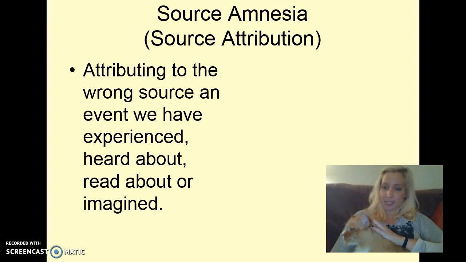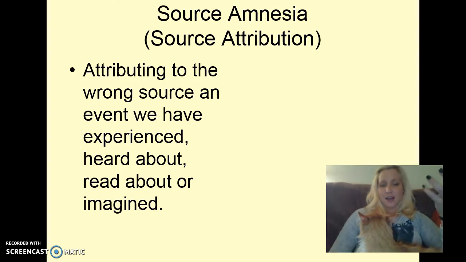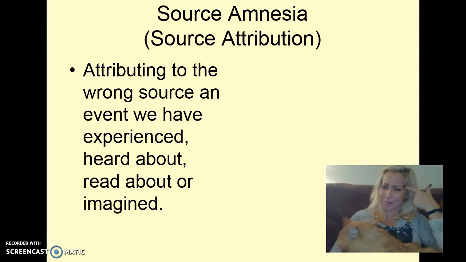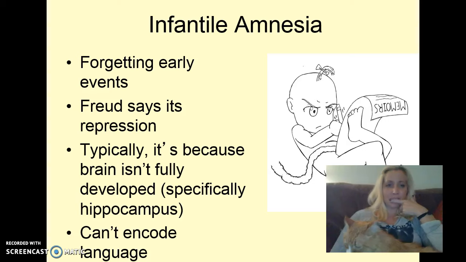Source amnesia. Remember the example they used in your textbook of that woman accusing the news reporter of raping her, but his alibi was that he was on television? It's because she mixed up those sources of his face and her rapist's face. So you're attributing that to the wrong source, some kind of event you experienced, that you might have read about or imagined. Maybe you thought it happened in real life, but actually it happened in your dream. You didn't remember the source of that memory.